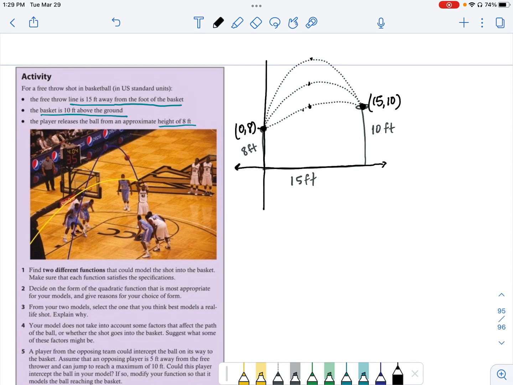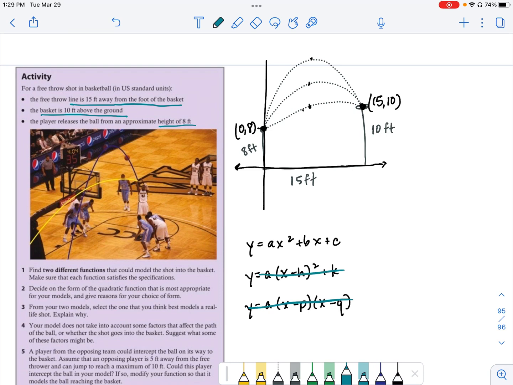And so we know quadratic formulas. We have standard form, y equals ax squared plus bx plus c. Vertex form, if we know the vertex, is y equals a times (x minus h) squared plus k. And factored form, y equals a times (x minus p) times (x minus q). And that would be helpful if we knew the x-intercepts, or the zeros. But we don't know the x-intercepts. We don't know when or where the ball will hit the ground. And we don't know the vertex, because it could be anything.